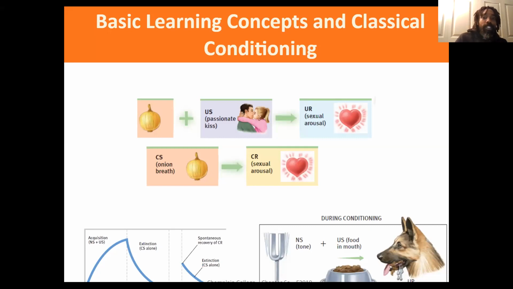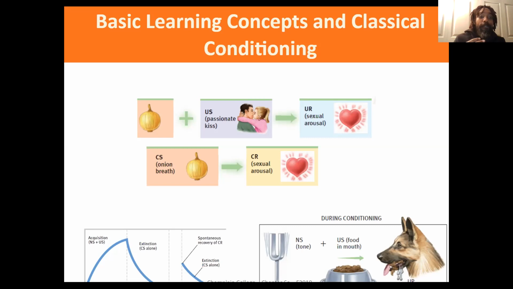So this is an idea of an experiment on classical conditioning right here on the paper. And we're going to get into this a bit more and explore each one of these individual terms. So what you notice here is a picture of an onion. There's a picture of two people together passionately kissing. And you'll also see a picture of this heart with lights around it, representing sexual arousal.